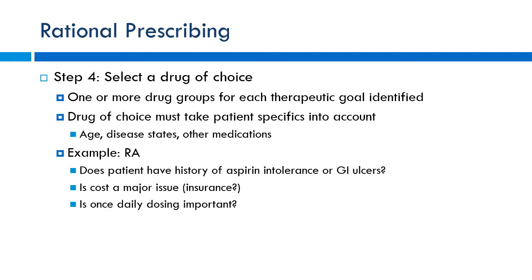In the case of RA, does the patient have a history of, say, aspirin intolerance, or GI ulcers? Because you will learn that NSAIDs can potentially exacerbate peptic ulcer disease. Is cost a major issue? Does the patient even have insurance? What type of insurance do they have? If you work with a lot of Medicare or Medicaid patients, you'll learn after a while what the normal formulary is for those patients. You'll learn based on insurances what you're expected to cover. Then look at things like, is once daily dosing important? Do they have memory issues, to where dosing more than once a day is going to be a problem for them? Those are things you all have to consider.